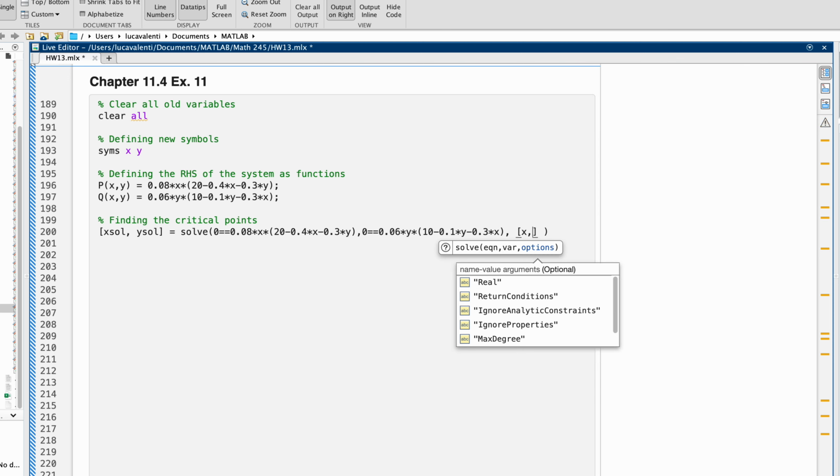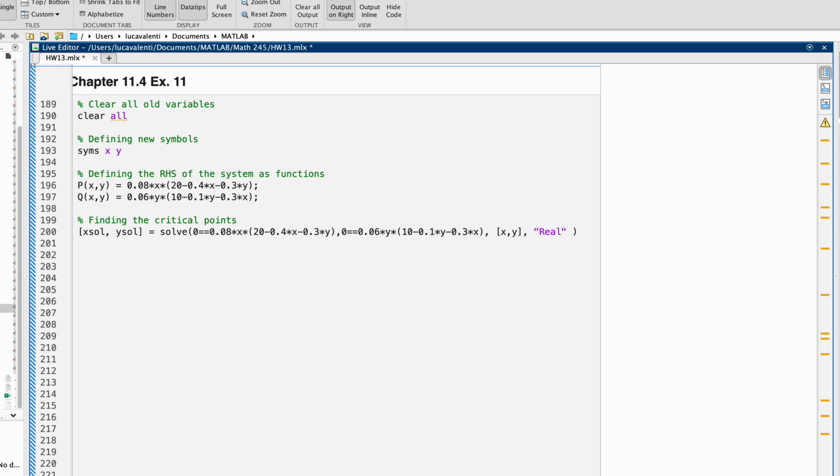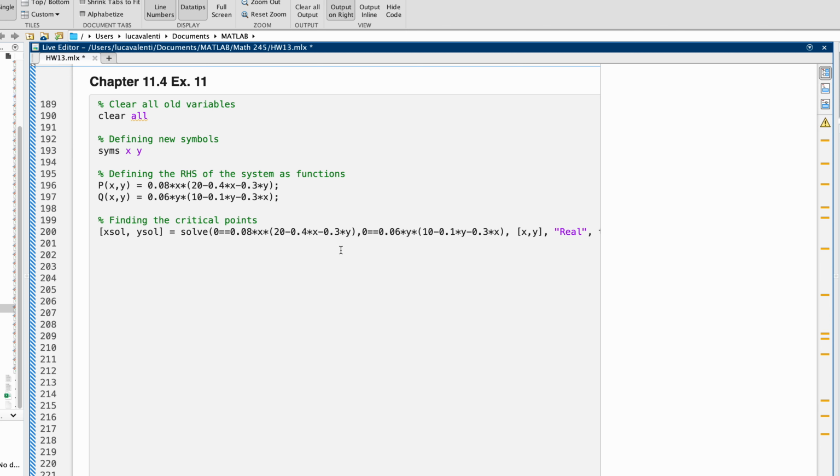We want to solve for x and y, and then we put some options, like that we only want real solutions, true. Now, this does not fit the window, so I'm going to show you a little trick. If you put 3 dots and you press enter, you can wrap the command and it'll still be the same command, but you can see it all. And I want to wrap it more evenly, so why don't we wrap it here? 1, 2, 3. There you go. So this is a nice trick.